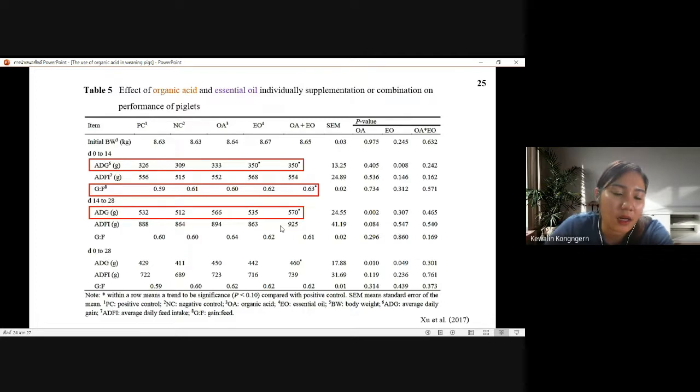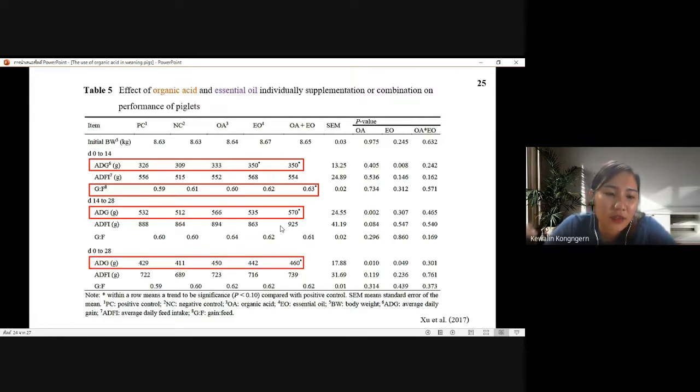On day 14 to 28, we will see the ADG of the organic acid combined with the essential oil has a greater result than the other groups.